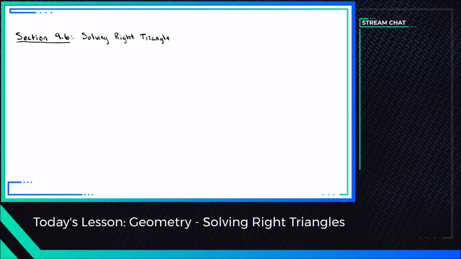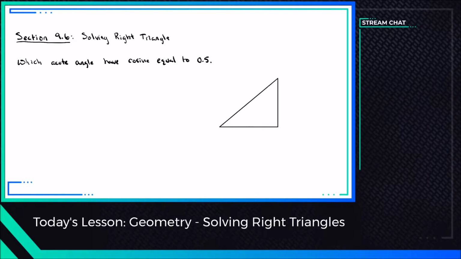But just as a quick reminder, I want to first go back and see which of these acute angles have a cosine equal to 0.5. Just as a quick little refresh of what we've been doing, because we haven't done some math in pretty much a week. So if we have this right triangle here, we're going to call this guy A, B, and C.